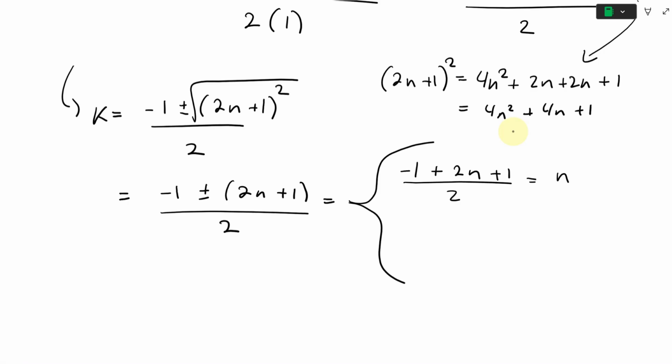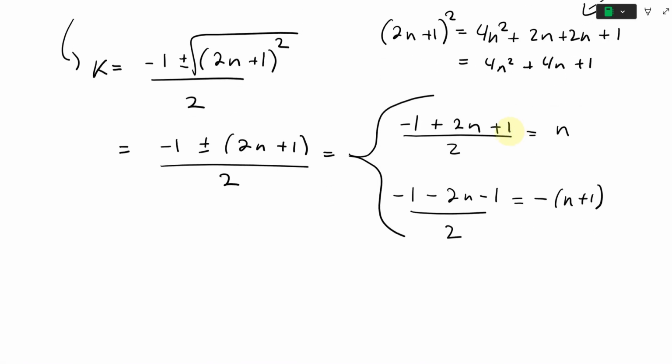Or we get negative 1 minus 2n minus 1, over 2. So negative 1 minus 1 is negative 2, and then minus 2n. Taking the negative out, we get negative 2 minus 2n, divided by 2. So the 2's cancel, and taking the negative out, we just get negative n plus 1. Basically, that's what we get.